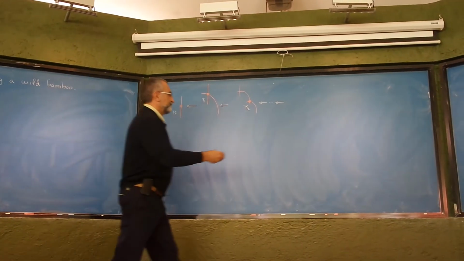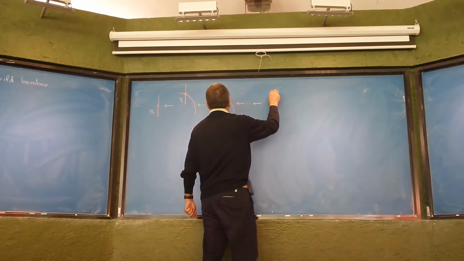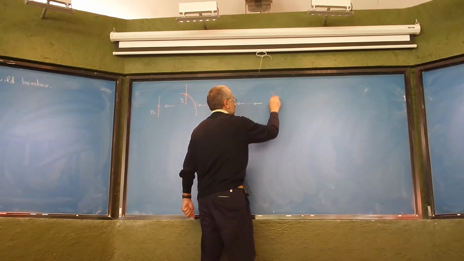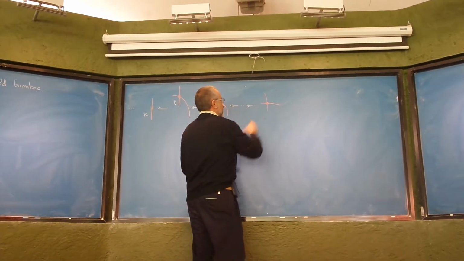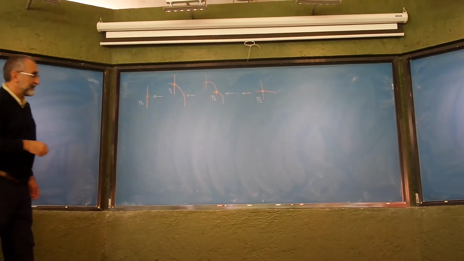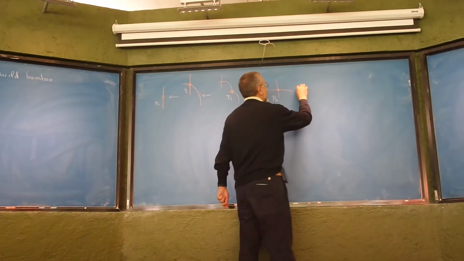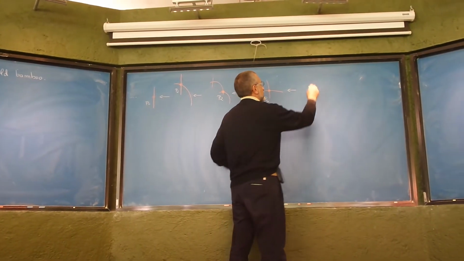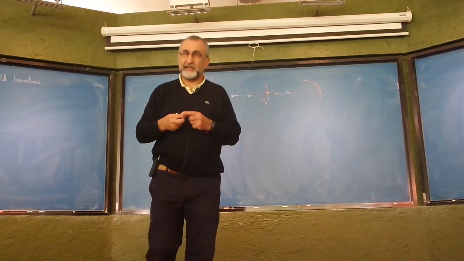So the last part of the bamboo, which can be called of length S plus 1, is also a corner, and the next blow up is not a corner. So you blow up the point, you obtain a projective line.